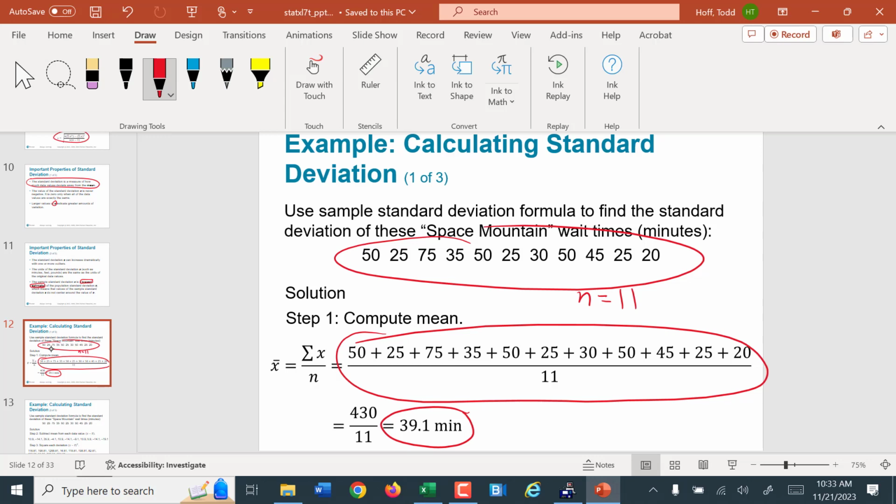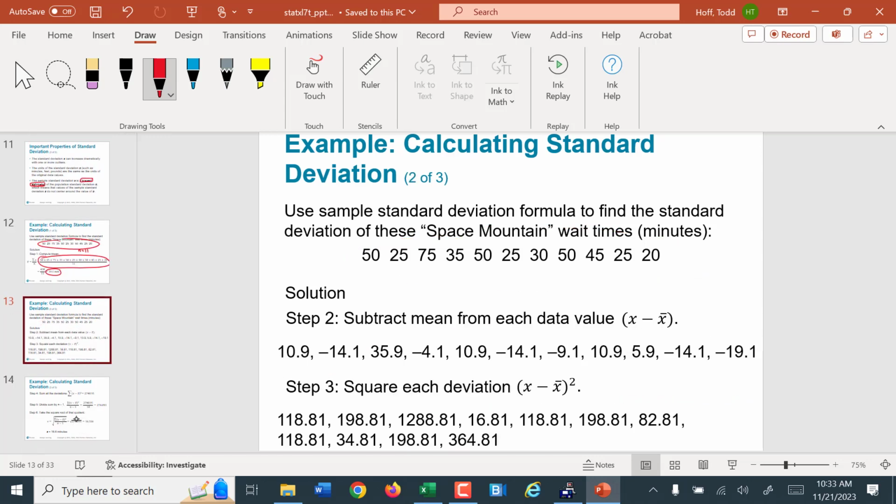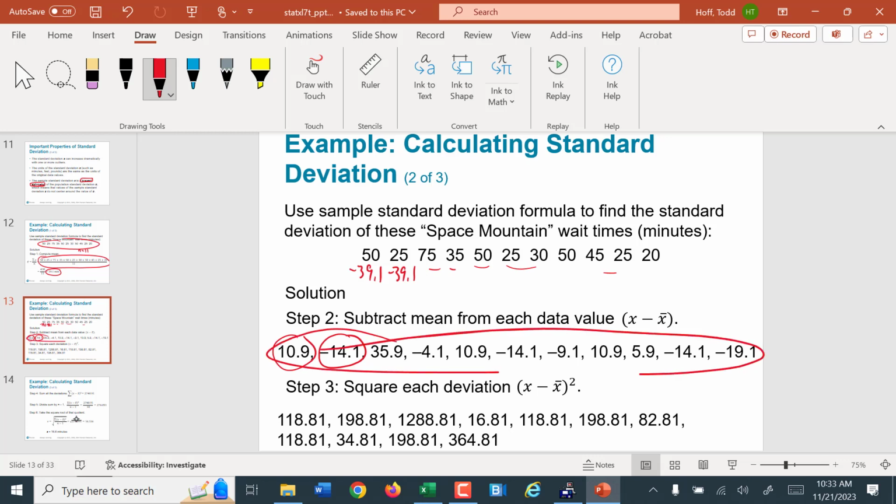The next step then is to subtract the mean from each data point. So 50 minus 39.1 gives us 10.9. 25 minus 39.1 gives us negative 14.1. And we do that for every data point down there until we get these set. These are what we would call the deviations from the mean. That's how far each data point is away from the mean. Step 3 then is to square each of the deviations. So we square each of those values.